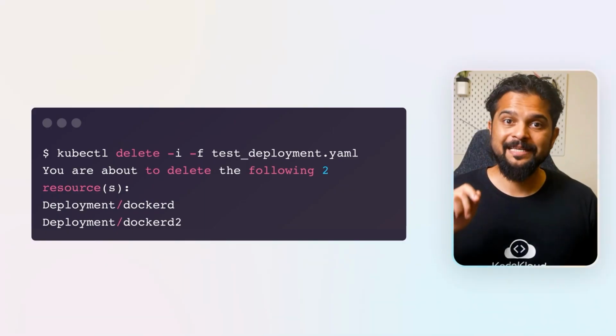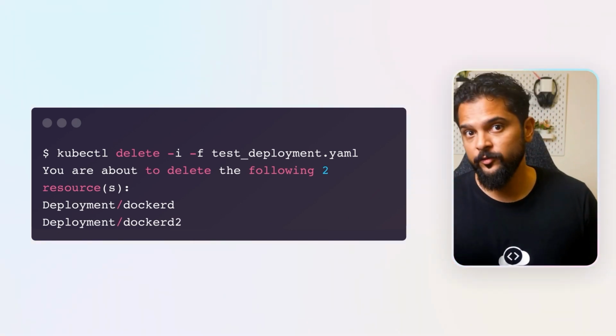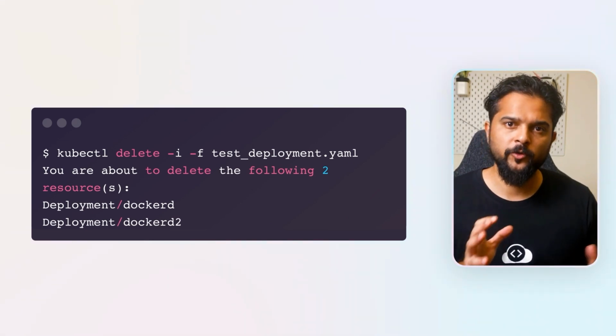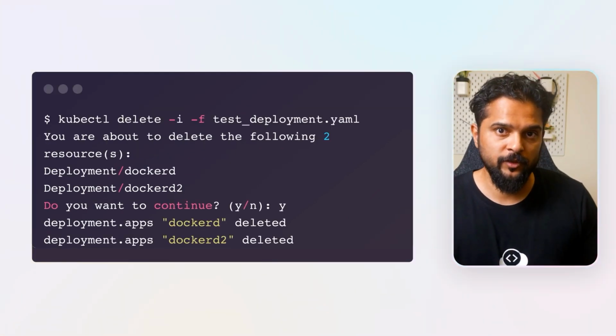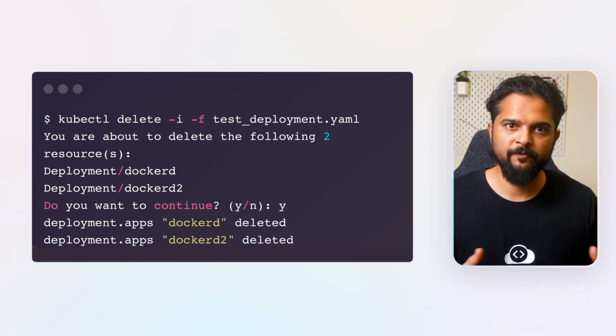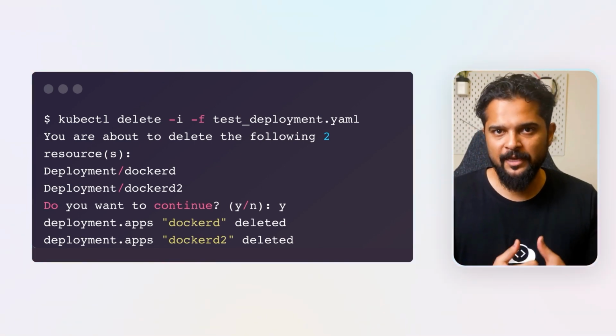And this feature enhances user control in two ways. First, it is previewing deletions. When the interactive flag is used, kubectl first displays all the resources that are about to be deleted, providing a clear preview to the user, and also confirming actions. After listing the resources, as you can see, it prompts the user to confirm the deletion by typing Y, yes. If the user responds with N or no or any other input, the deletion process is cancelled and the resources remain intact.